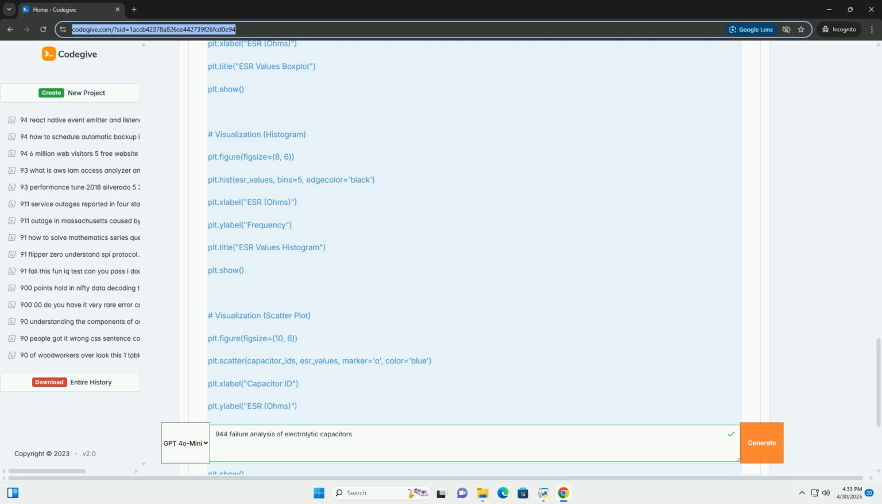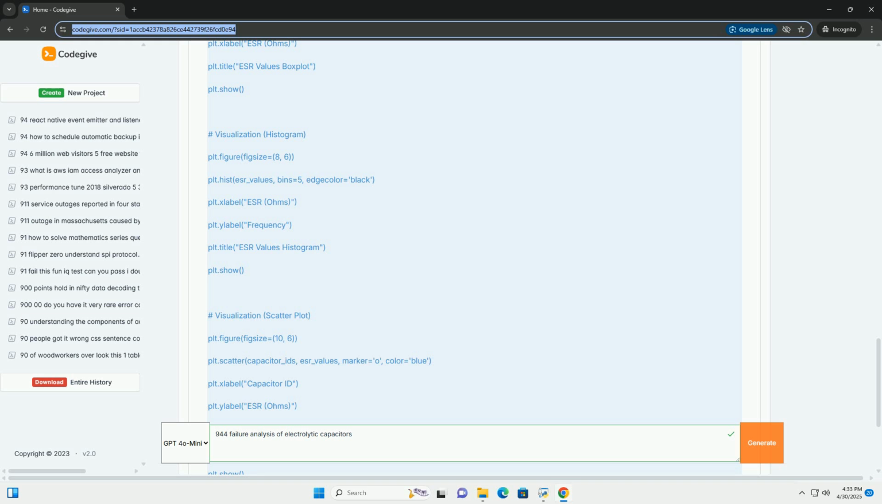ESR, equivalent series resistance. A critical parameter. ESR is the internal resistance of the capacitor. In an ideal capacitor, ESR would be 0. In reality, ESR arises from the resistance of the electrolyte, the leads, and the connection to the capacitor plates. Higher ESR leads to increased power dissipation, heat, reduced performance, and can contribute to failure. ESR increases with age and temperature.